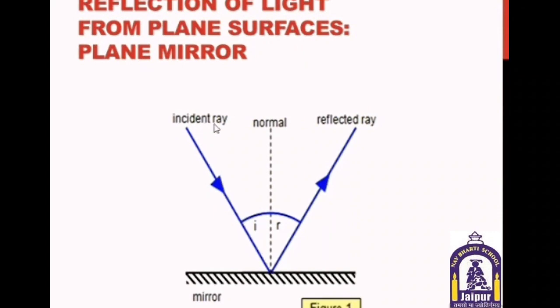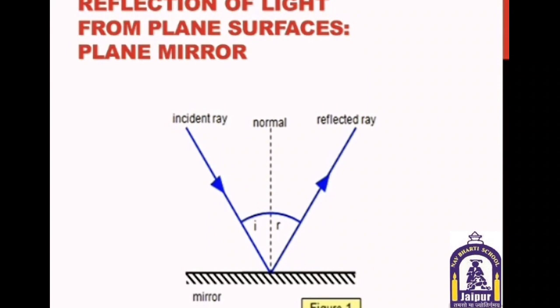The light rays which fall on the mirror are called incident rays. If any light falls on a mirror, that ray will be called the incident ray, because that ray is incident to the mirror. And the ray which is reflected back by the mirror is called the reflected ray. Between them, there is an imaginary line called the normal, which is perpendicular to the mirror. Now, let's see what these I and R are. These are the angles made by the incident ray and reflected ray with the normal. I is the angle of incidence and R is the angle of reflection.